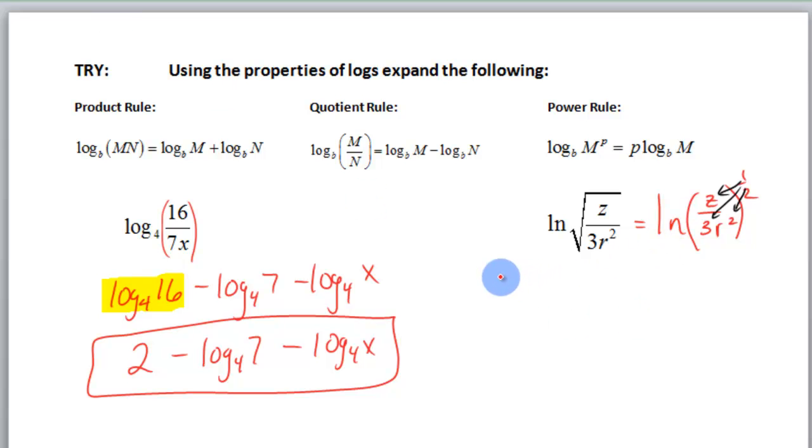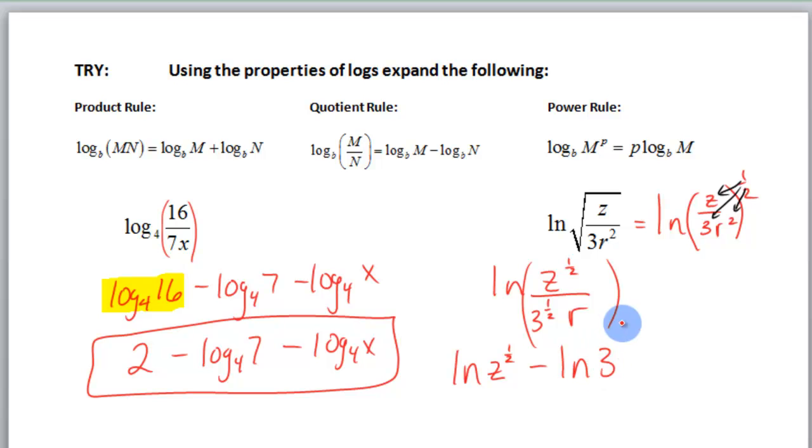So now I have the natural log of z to the 1/2 over, keep things in like this so you can see it, 3 to the 1/2, and, well, 1/2 times 2 would be just 1, right? So r to the first power. Alright, then we have to split that up. So the z to the 1/2 is in front, so that's positive, right? Or up top, and it's positive, so natural log of z to the 1/2. These two are in the denominator, minus natural log of 3 to the 1/2. Another minus, because there's another thing in the denominator, r.